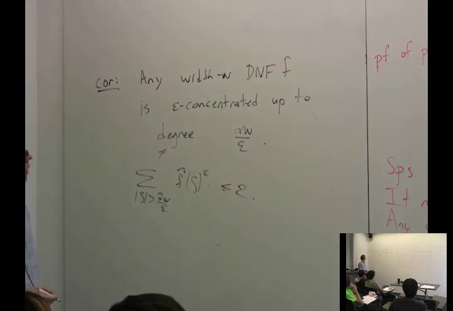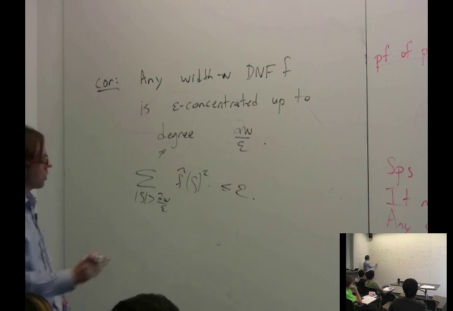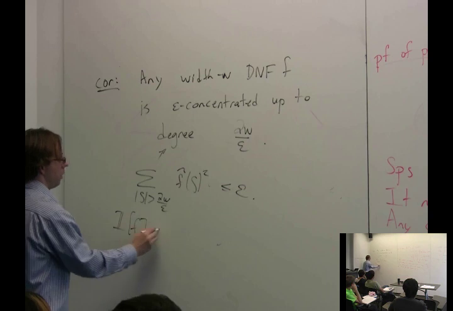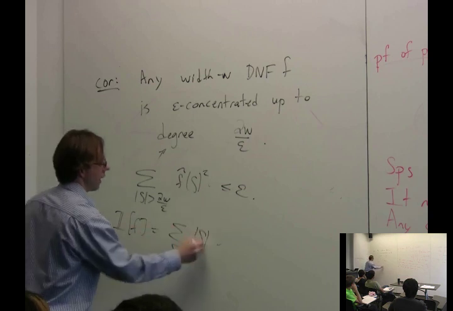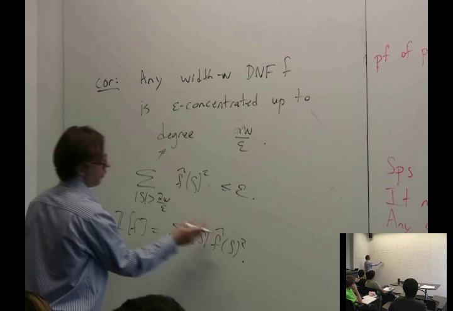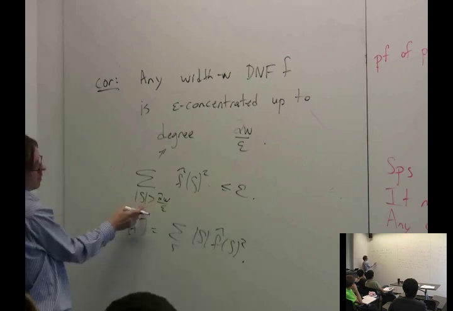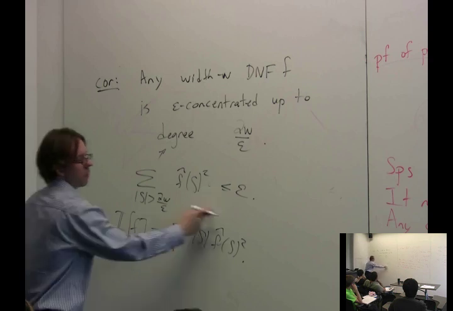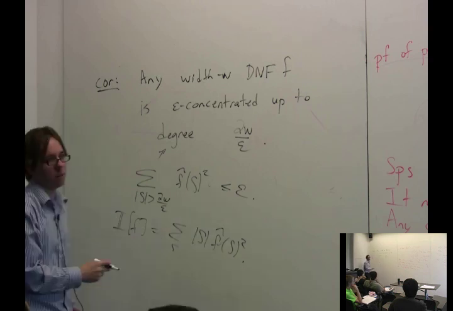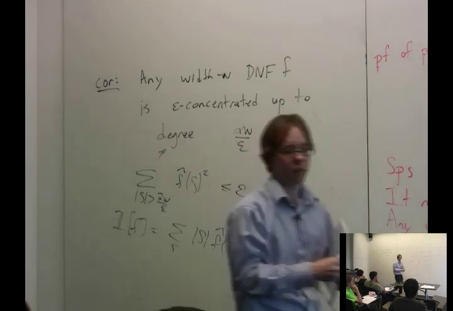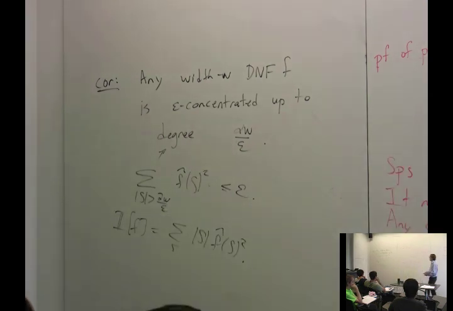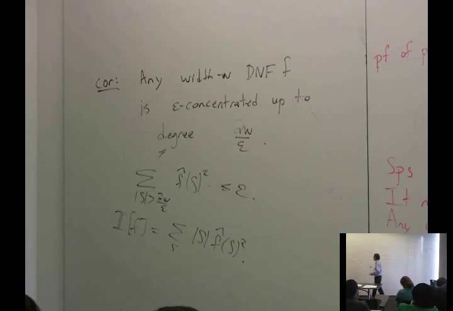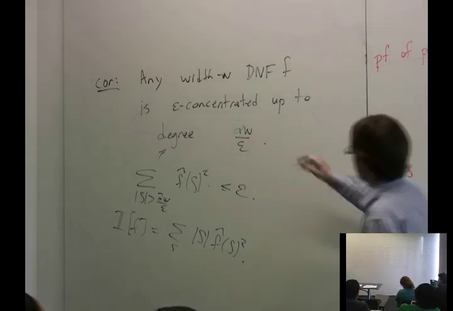The reason that's true is, suppose this were false. Remember, the total influence has this formula, sum over S of the cardinality of S times f hat S squared. So if you had weight at least epsilon on sets of cardinality bigger than 2W over epsilon, then when you plugged it into this formula, this thing would exceed 2W, in contrast to the fact that it's at most 2W.